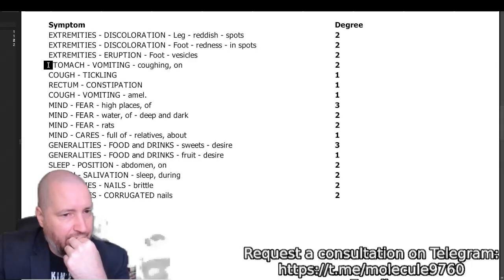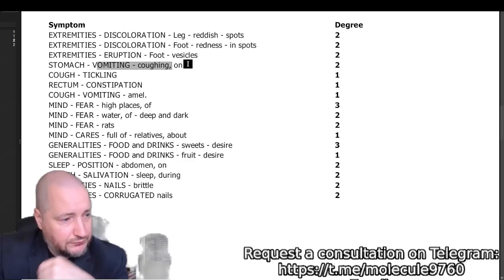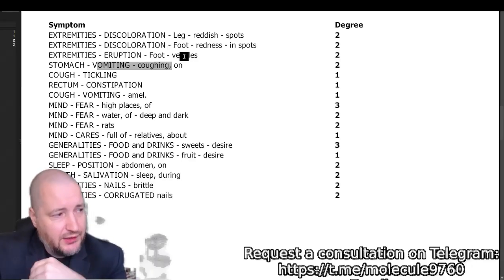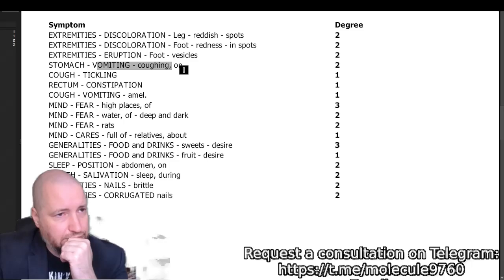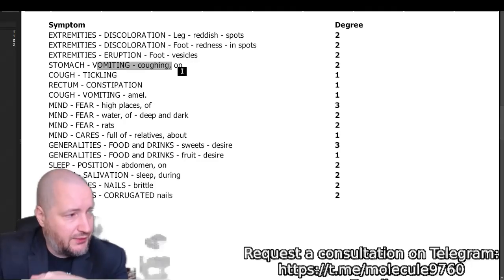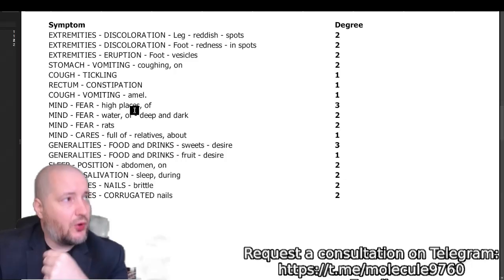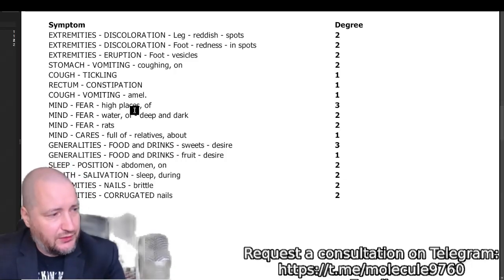And she also complained of coughing and vomiting, like coughing so much that she had to vomit. She had these attacks where she would cough, and after a while start vomiting. And she had constipation.